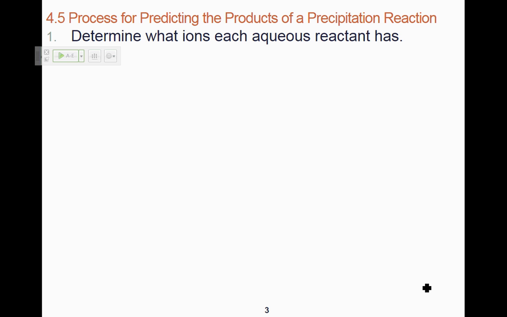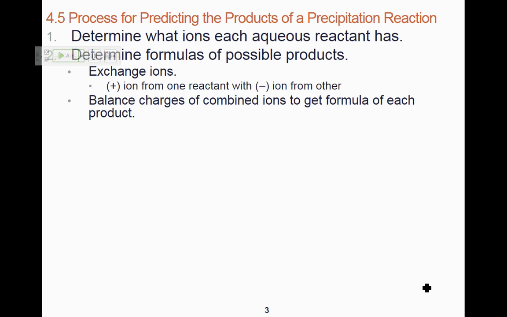So we're going to look at a process for predicting our products of a precipitation reaction. And you'll be doing a lot of these in your general chemistry lab. So first we need to take our starting material and determine what ions are in solution. That's our first step, and we've already looked at that. Then we're going to determine our possible products, and typically these undergo an ion exchange.